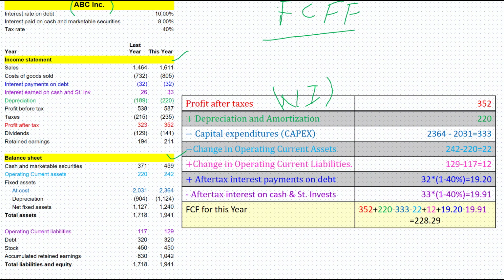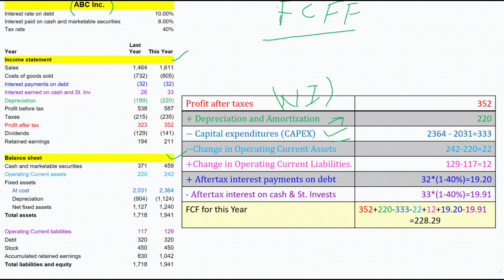The first adjustment is always depreciation and amortization. Depreciation and amortization is always an expense in the income statement, but in real sense it is not a cash outflow. The second adjustment we need to make is capital expenditure. Capital expenditure is always a huge investment and it always takes cash out. That's why you subtract it from net income to get to free cash flow.